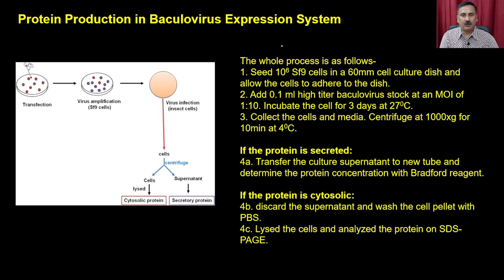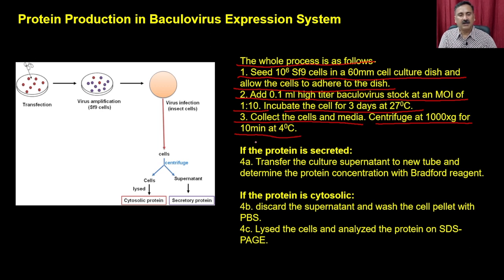So the whole process would be like this. In step one, you seed 10^6 Sf9 cells in a 60 mm cell culture dish and allow the cells to adhere to the dish. In step two, you add 0.1 ml of high titer baculovirus stock at an MOI of 1:10. Incubate the cells for 3 days at 27 degrees Celsius. In step three, you collect the cells in media and centrifuge at 1000 g for 10 minutes at 4 degrees Celsius.